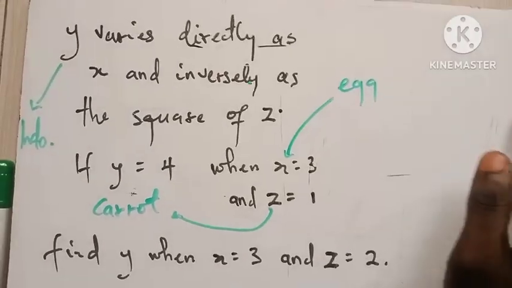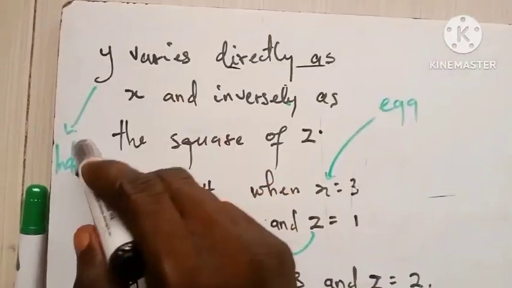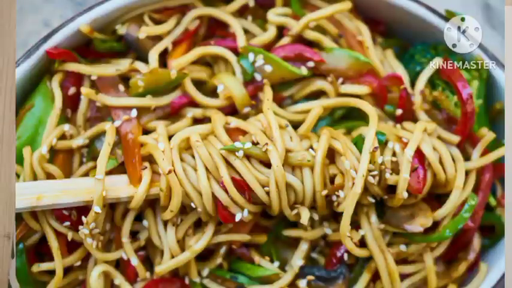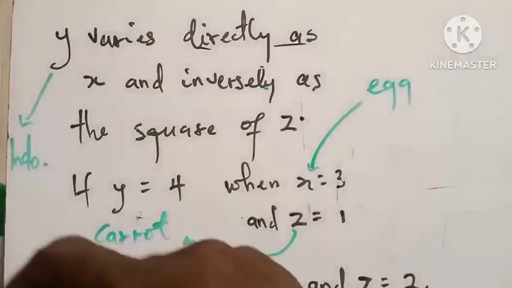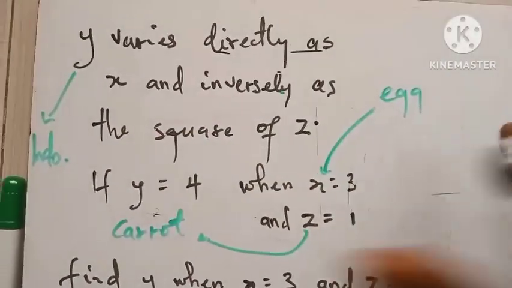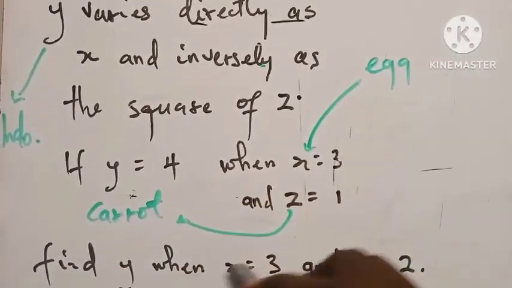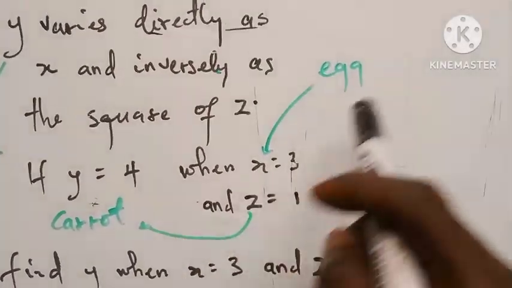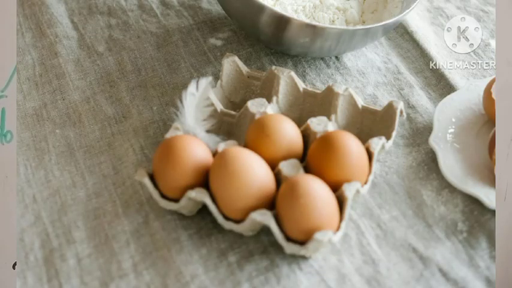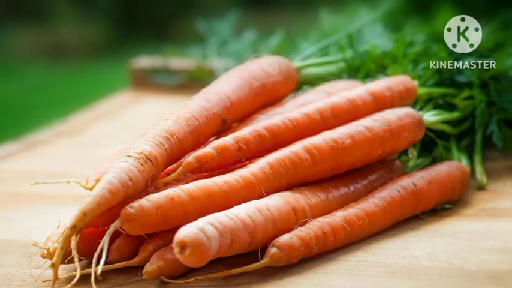Now, assuming this y here, we are calling y a noodle, let's say Indomie. So the price of an Indomie is what we are calling y. In mathematics, all they do is use letters to represent something. And then the x here, what is it? The x is the price of an egg. And let's say z here is going to be the carrot. So we are already preparing our noodles.